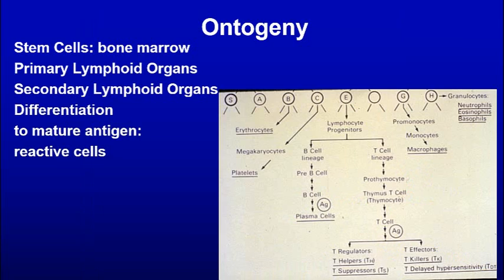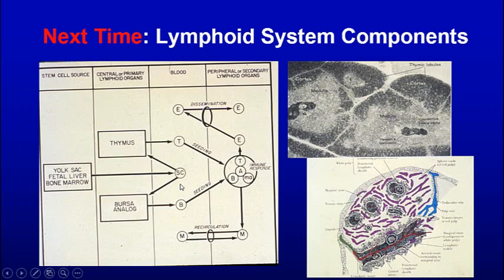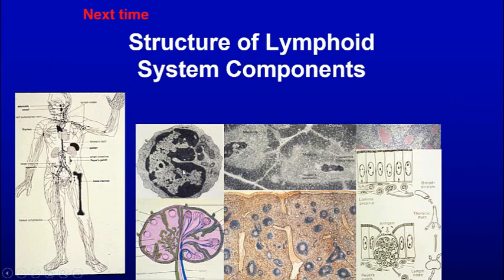Ontogeny: cells come from the bone marrow. Primary lymphoid organs are the thymus and bone marrow. Secondary lymphoid organs are the spleen, Peyer's patches, and the lymph node. And there you get differentiation to mature antigen reactive cells is what you do. So here we see the lymphocytes, and they can come down to the B side or the T side. Here's a megakaryocyte and a plasma cell like that. So next time we're going to talk about lymphoid components, but still not lose sight of the fact that we're talking about the lymphocyte.